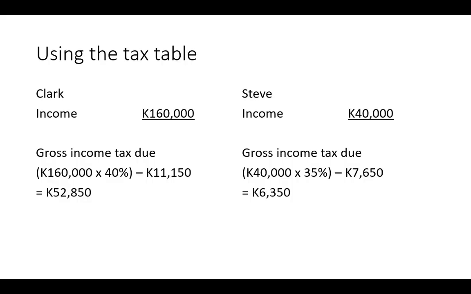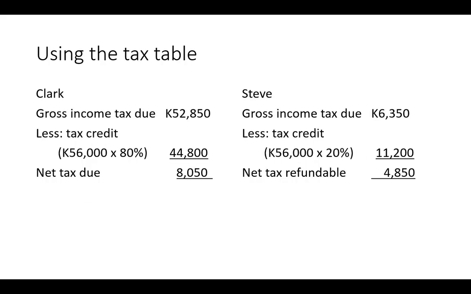Then, because trust already paid 28%, remember the other trust? So they pay 20%. So that portion can be claimed as tax credit. So in order for us to show it, it will be like this. For Clark, which has gross tax or income tax due of 52,850, will get 80% of the tax paid of the trust. Because that is the share of Clark, right?